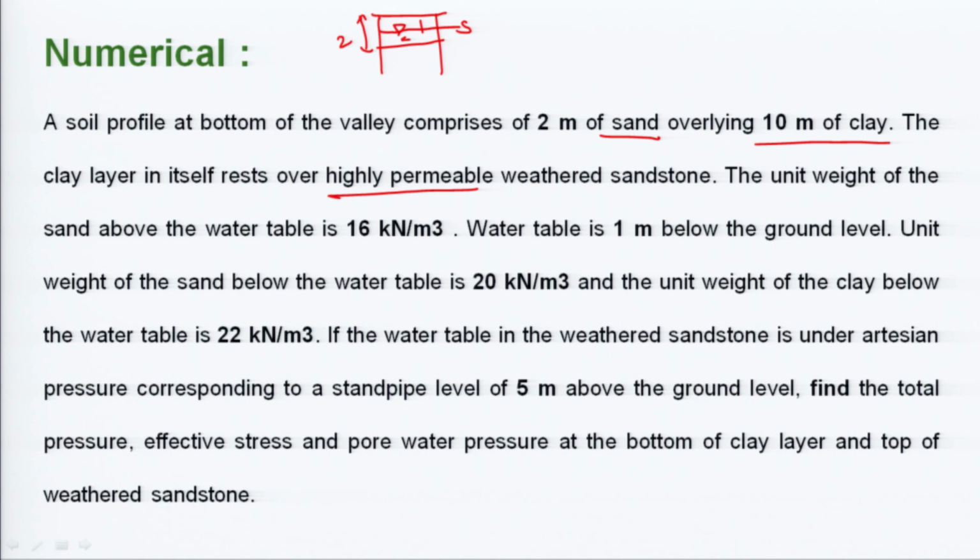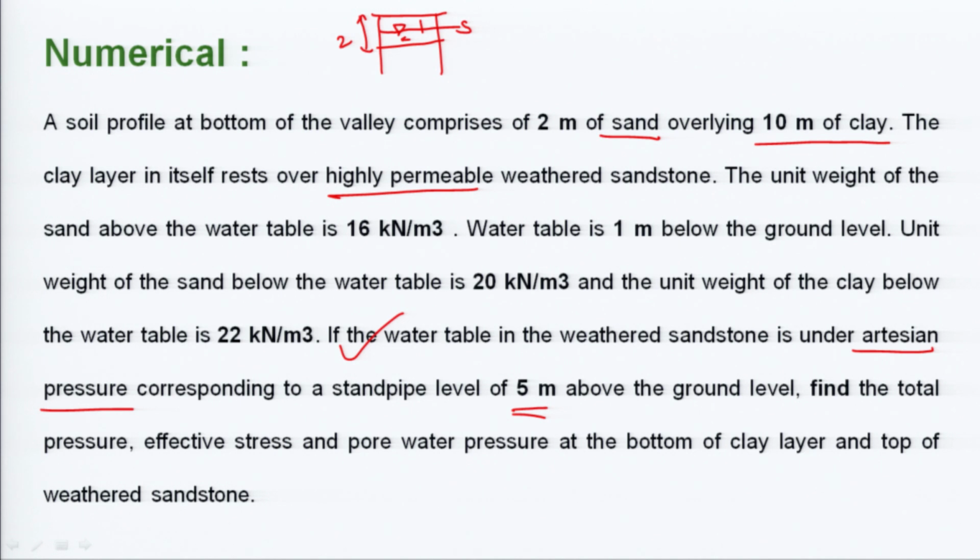If the water table in the weathered sandstone is under artesian pressure corresponding to a standpipe level of 5 meter, this portion is very important here. Artesian pressure means that if some tube well is placed in there or the water is taken out, then the water comes out to some height h, and this height here is 5 meters above the ground level.